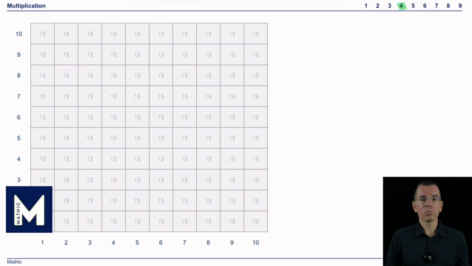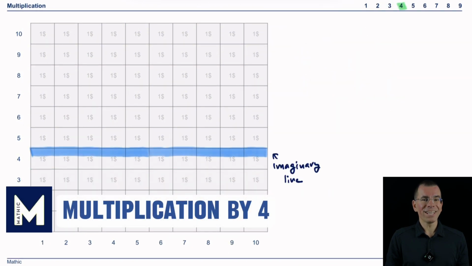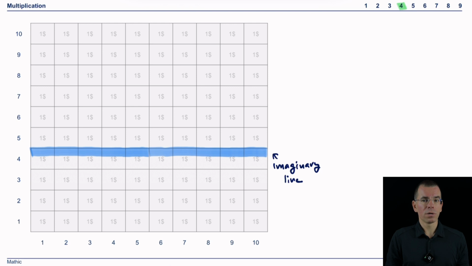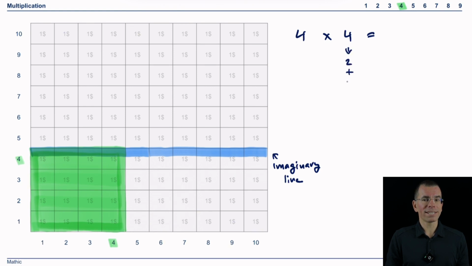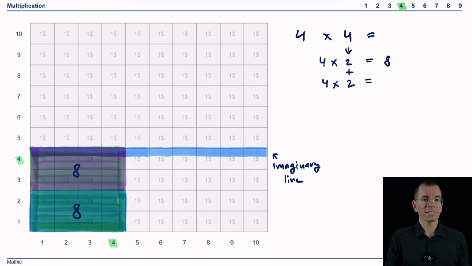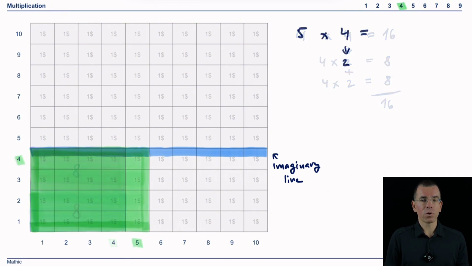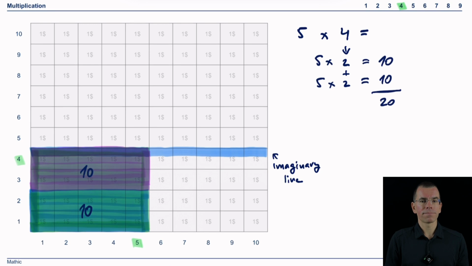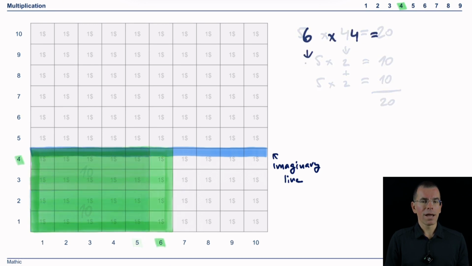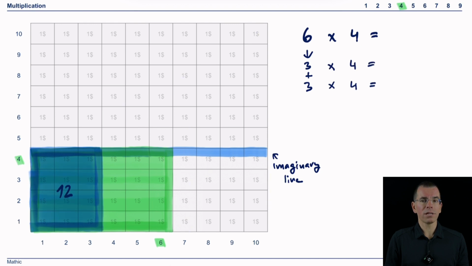Now let's talk about multiplication by 4. We can split 4 into 2 plus 2, so we can use double multiplication by 2 whenever needed. For example, 4 times 4 is like saying 4 times 2 plus 4 times 2. Simple, right? 5 times 4, let's use the same approach. 6 times 4, we can split number 6 into 3 plus 3 and do the calculation in 2 steps. 3 times 4 plus 3 times 4.